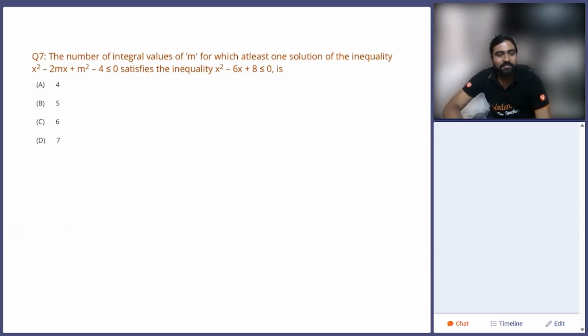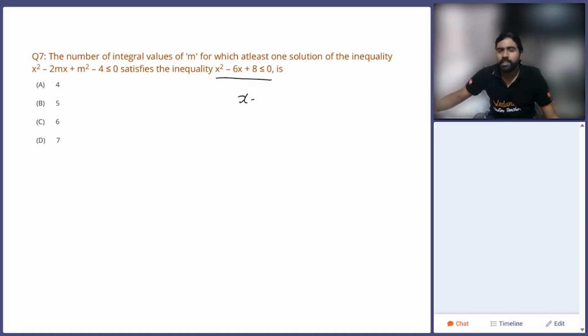Okay, moving on. So the number of integral values of m for which at least one solution of this inequality x square minus 2mx plus m square minus 4 less than or equal to 0 satisfies this inequality x square minus 6x plus 8 less than or equal to 0. Basically, we need to ensure that the solution sets of both these have at least some intersection present, right? That's the condition. Very well.